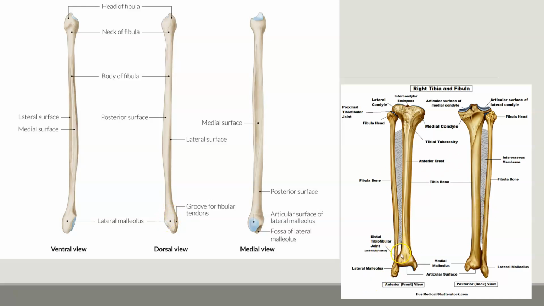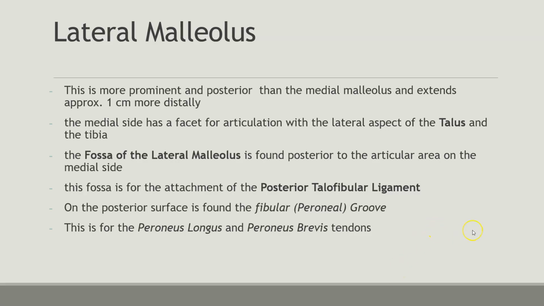So that means we've got a distal tibiofibular joint between the medial aspect of the distal fibula, sorry, with the lateral aspect of the distal tibia. What you can see here with the lateral malleolus is that it actually drops down below the tibia, and it sits on the lateral aspect of the head of the talus. So the lateral malleolus is more prominent on the posterior than the medial malleolus.